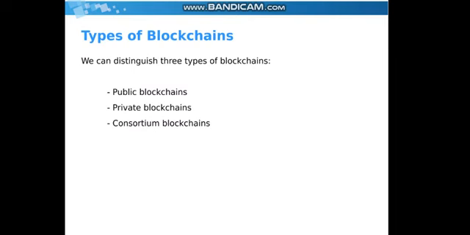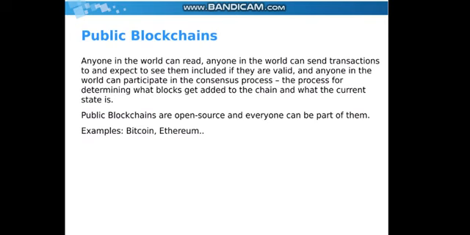Types of blockchain. We can distinguish three types of blockchain: public blockchain, private blockchain, and consortium blockchain. Public blockchains. Anyone in the world can read, and anyone in the world can send transactions and expect to see them included if they are valid. And anyone in the world can participate in the consensus process, the process of determining what blocks get added to the chain and what the current state is. Public blockchains are open source and everyone can be part of them. For example, Bitcoin, Ethereum.